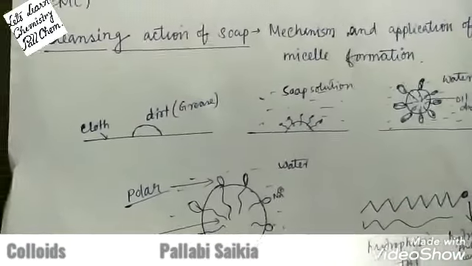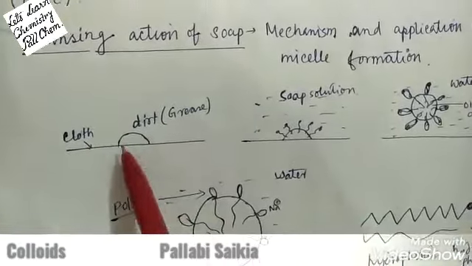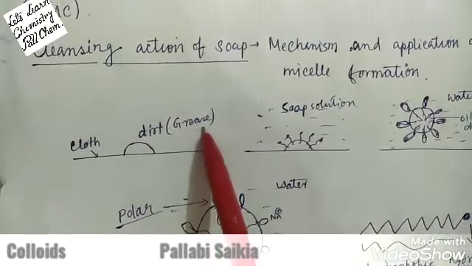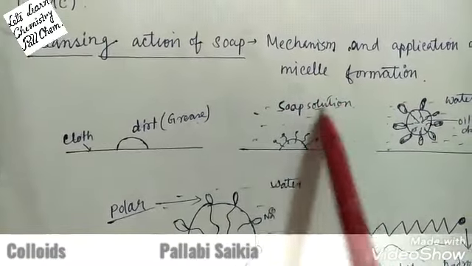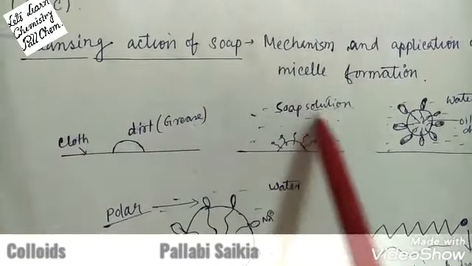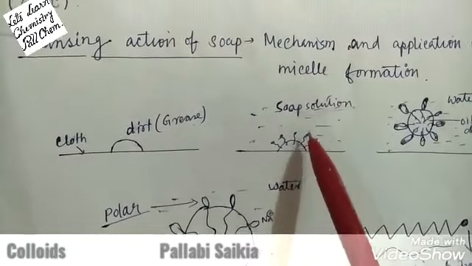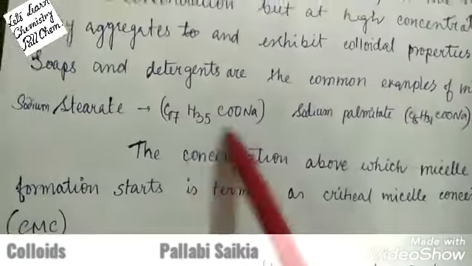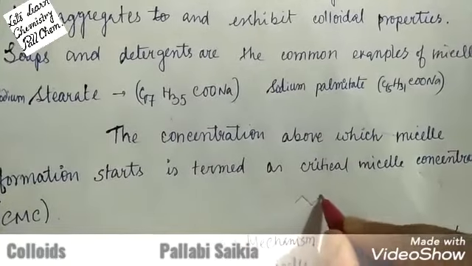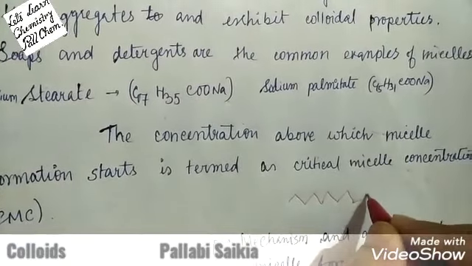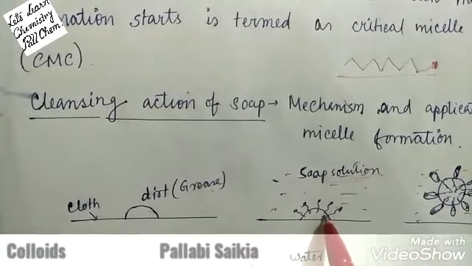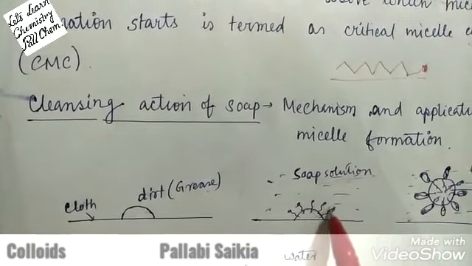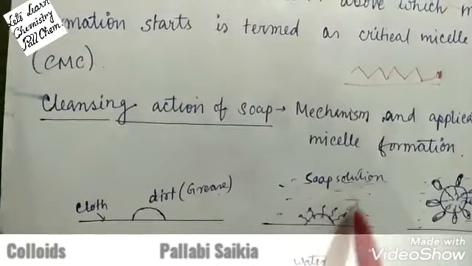How does soap clean the dirt? Suppose this is a cloth and this is the dirt, say grease, a non-polar substance. Now if we add a soap solution here, it will form a micelle, where the soap has a longer chain of fatty acid with a polar group and a non-polar group, a head and a tail. The non-polar group is directed towards the oil particle and the polar group towards the water.